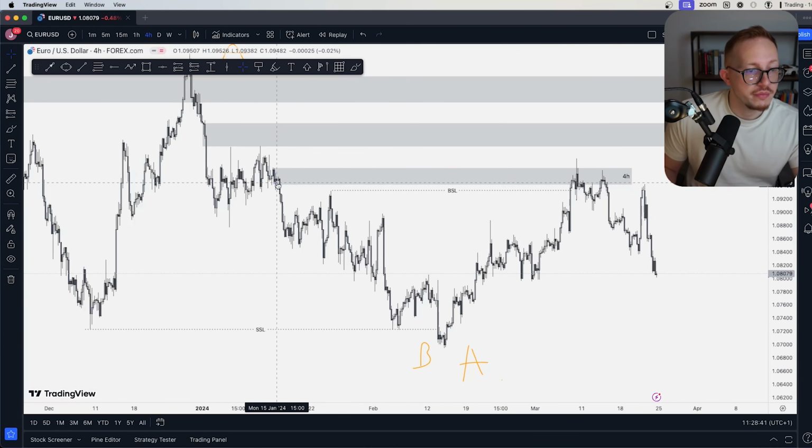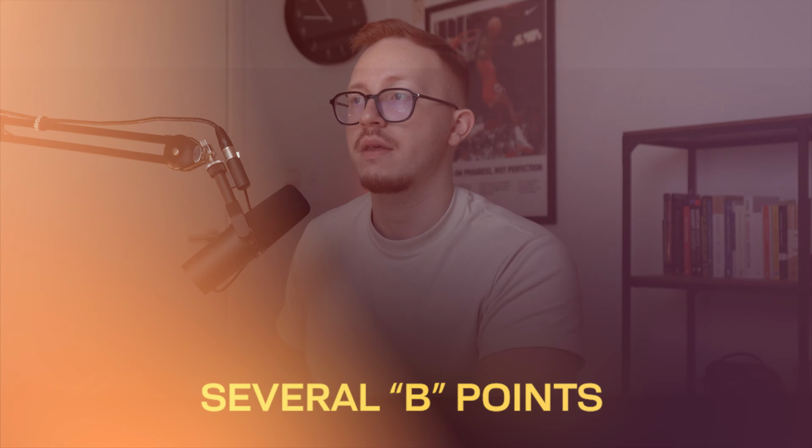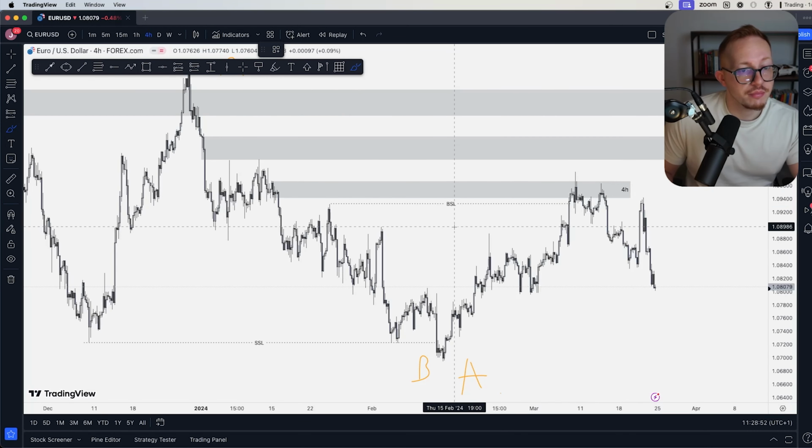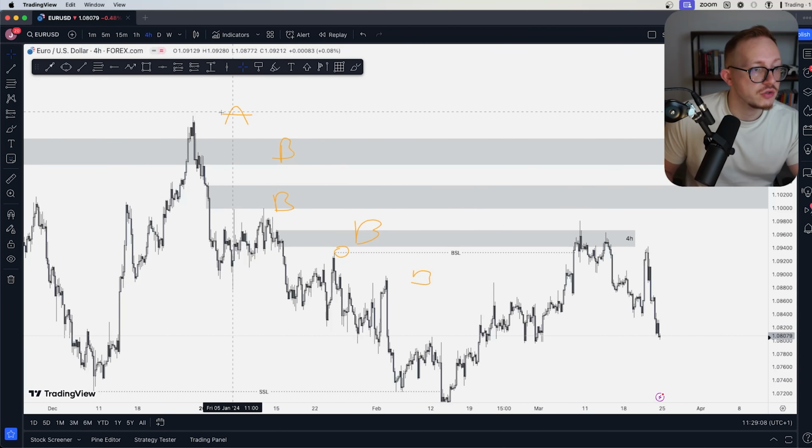So where is our point B? Now you're going to mark, and this can be a difficult one because in a retracement you have several point Bs. And basically these are several points that price can turn around from. So this can be your first point B, this can be your second point B, this can be your third point B, and even this one can be a point B, all the way up to there, as long as you don't break this previous point A.